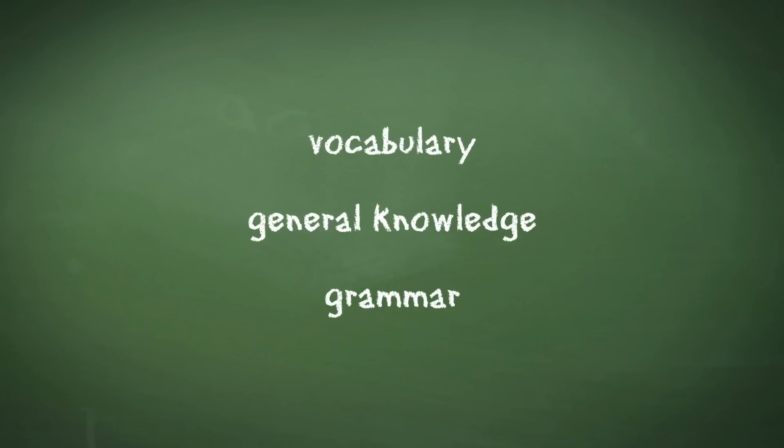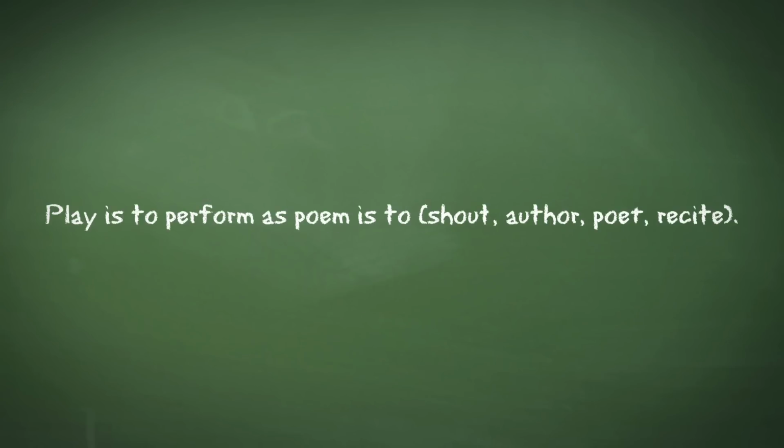These word relation questions can test a variety of different skills, including vocabulary, general knowledge, and grammar. Sometimes you'll see the answer straight away, and at other times you'll need to think a bit more to come to the correct one. Let's take an example. From the words in brackets, we are asked to pick one that best completes the sentence. Play is to perform, as poem is to shout, author, poet, or recite.